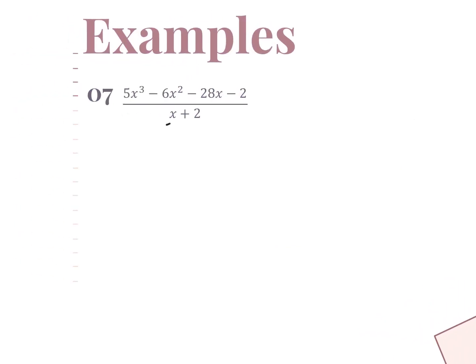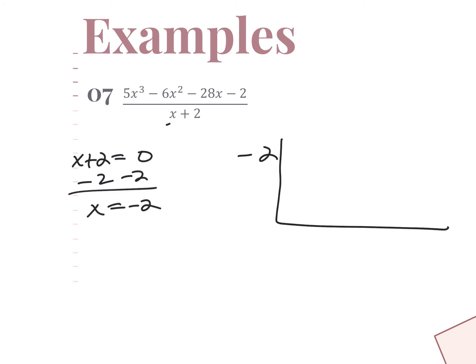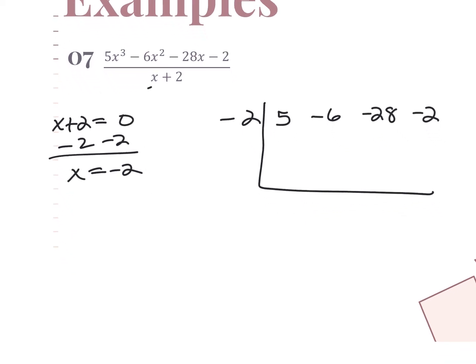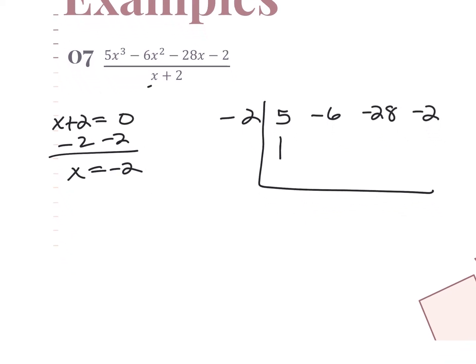Again, if it's easier for you to see what the C value is going to be, just do this. So we're going to put -2. I'm only using coefficients: the 5, the -6, the -28, and the -2. Nothing was missing. It's nice in descending order. And now we start our synthetic division process. Bring down the first term.